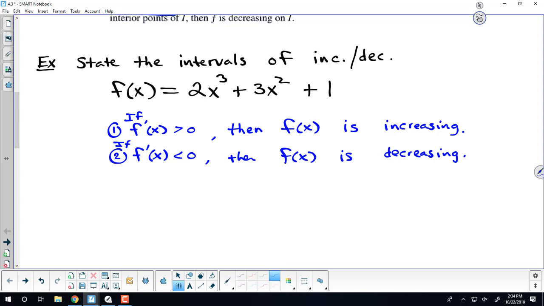So then again, we have to find the first derivative, and then to answer the inequality, we have to figure out where the first derivative equals 0, so we can choose the appropriate test points. So we're going to look at where f prime, which is 6x squared plus 6x.